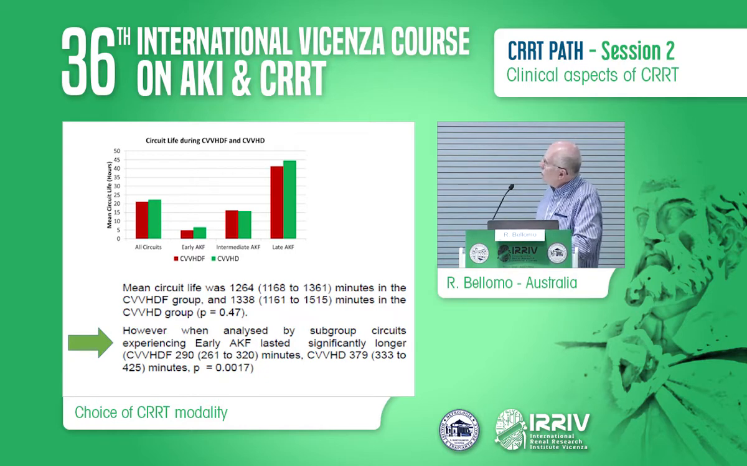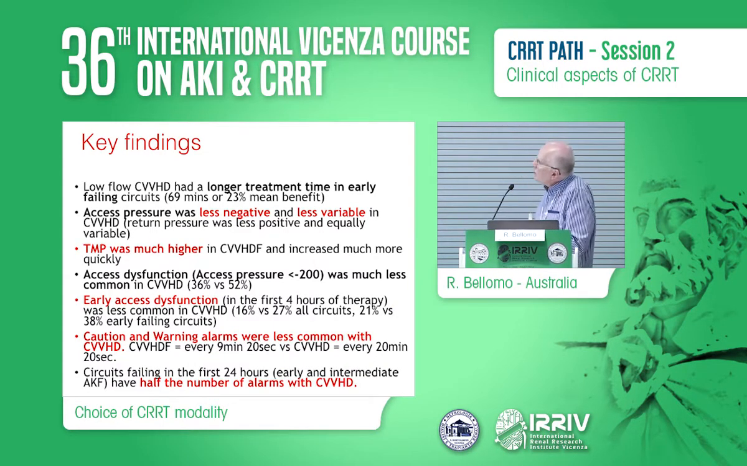And when you look at it, overall mean circuit life was not different between the two treatments. However, when you look at subgroups of circuits that experience early artificial kidney failure, you can see that there is a bit of a signal there. There is a longer filter life for such short-living filters, possibly because you're testing the access less. You're asking less of the access. What is particularly interesting when you summarize the data is that if you got low blood flow, CVVHD, compared to higher blood flow, CVVHDF, you have a longer treatment time in filters that tend to fail early.